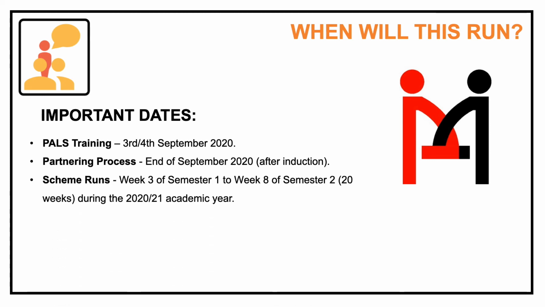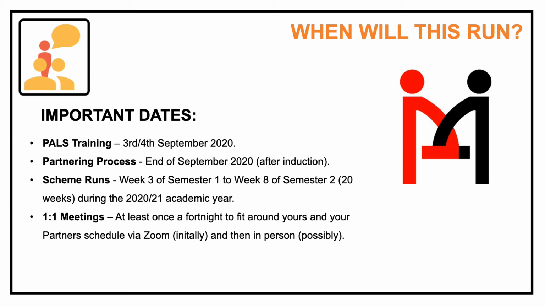The scheme will run from week 3 of semester 1 to week 8 of semester 2. So that in total is 20 weeks of academic study, which doesn't include the holidays or the assessment weeks. We'll be asking you to carry out your one-to-one meetings at least once a fortnight to ensure they're beneficial for both you and your partner. Obviously, this is extremely flexible and we do really want it to fit in the best way possible around both yours and your partner's schedule. Initially, these will be carried out via Zoom, and then hopefully, once we can go back into the buildings, in person.